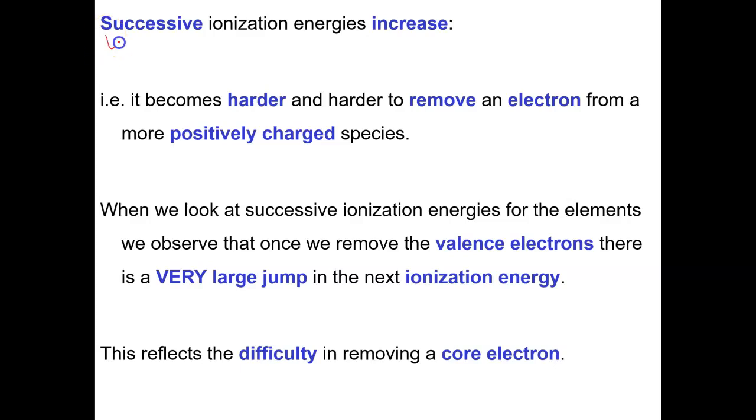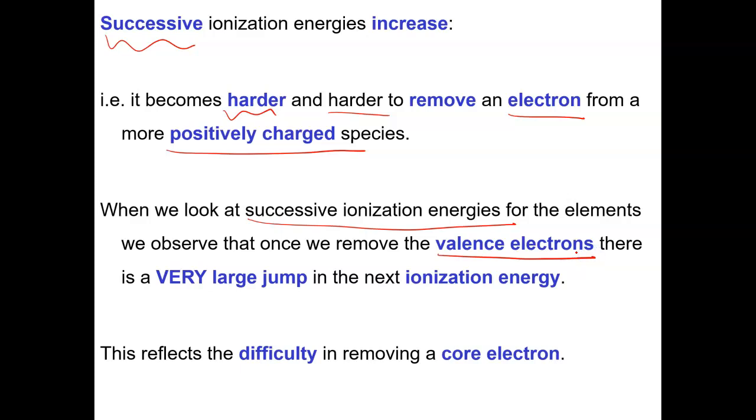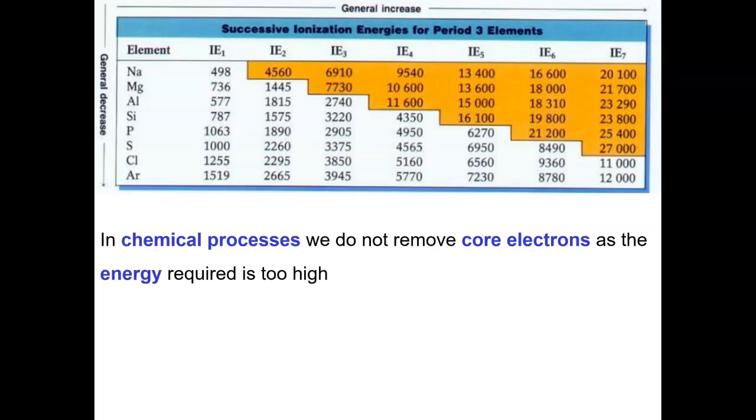Now, as we pointed out, successive ionization energies will increase. The reason for that is because it becomes harder and harder to remove an electron from an increasingly positively charged ion. In particular, if we look at a series of ionization energies, we'll observe that once we remove all of the outer or valence electrons, there's a really large jump in ionization energy because now we're having to remove core electrons, which involves disrupting a very, very stable noble gas electron configuration. So I'll show you some data that illustrates this.